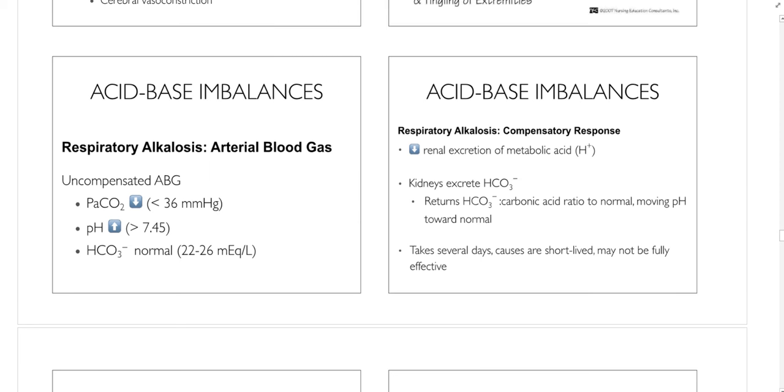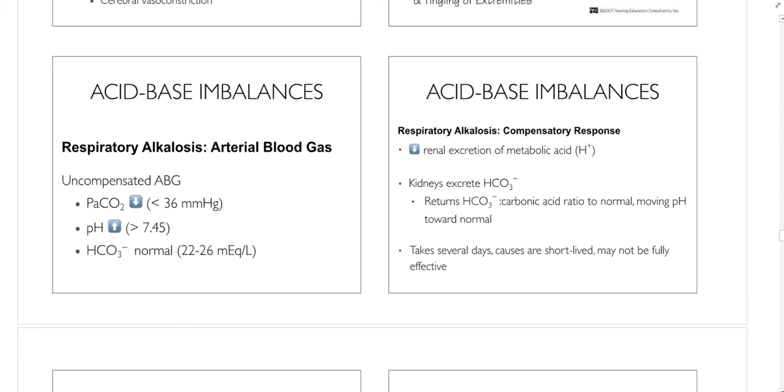When we look at an ABG of someone with respiratory alkalosis, we're going to see a low CO2, and that's the main problem here. We're going to see an increase in pH because we're alkalotic. We're blowing off all of our CO2, but we're going to have a normal bicarbonate level because the kidneys are slow to kick in. That takes a few days. So that's what we're going to see early on.